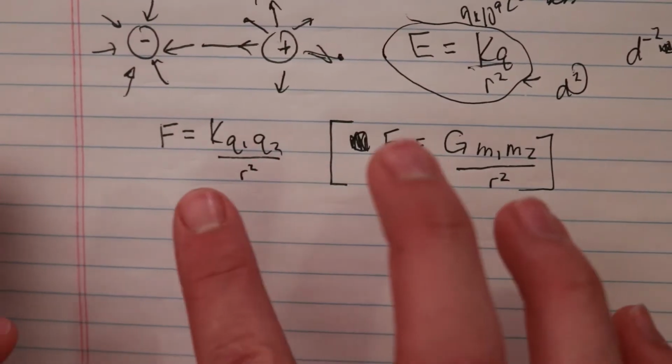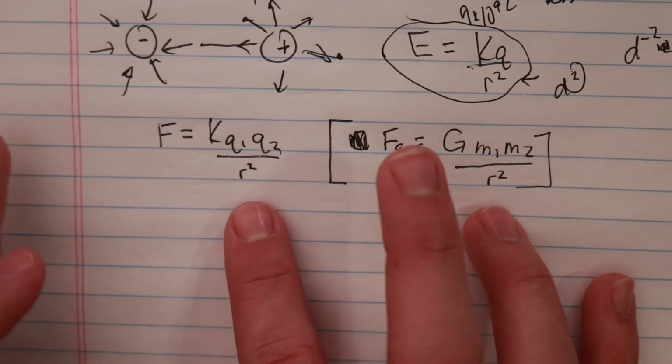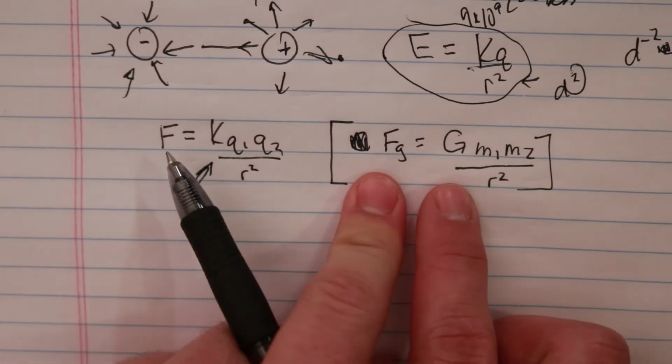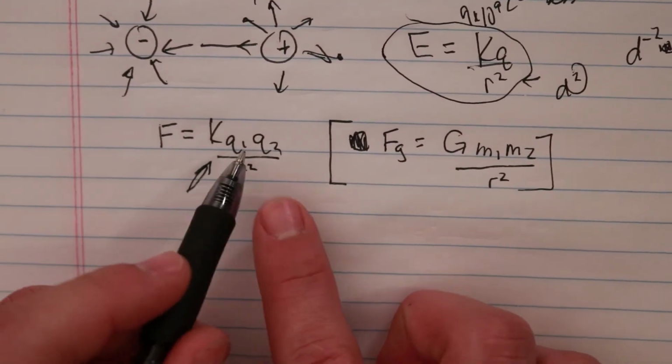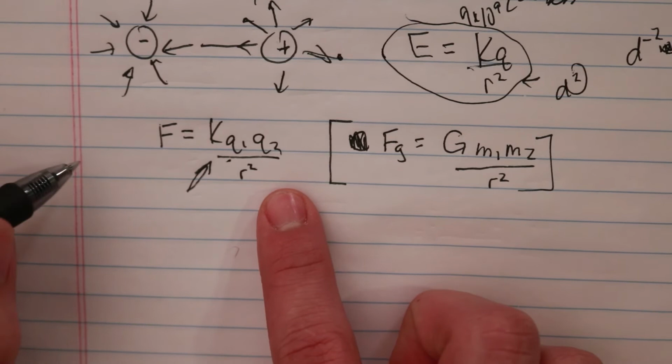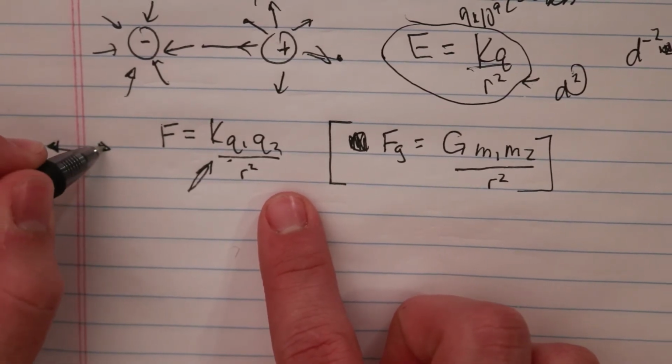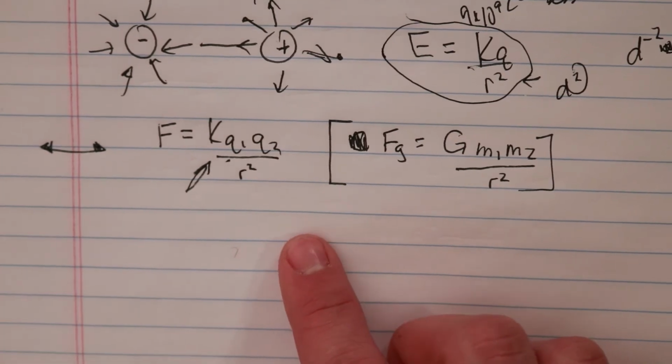So there are similar forces that work in similar ways, except that charge can be negative. We can't have a negative mass, so this number will never be negative, but the charges can be. This is why gravity is only an attractive force, whereas electricity is both an attractive and repulsive force.